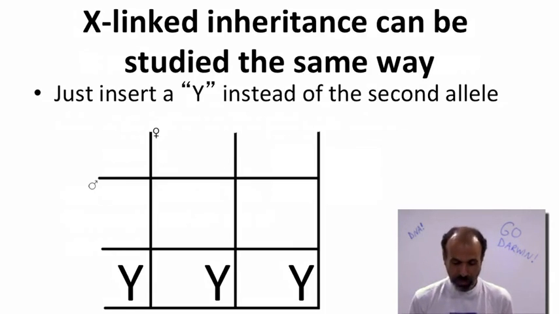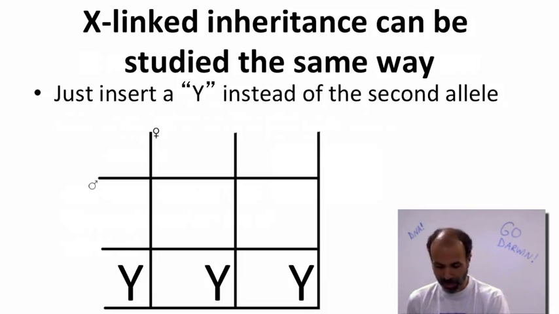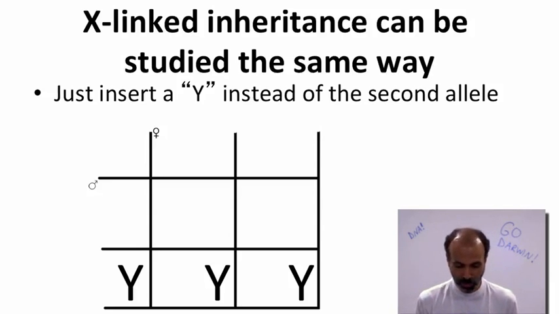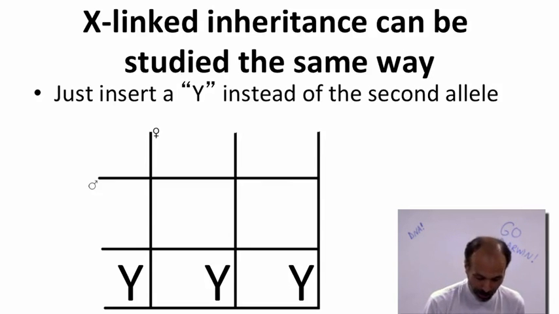Now, inheritance of genes on the X chromosome can be studied very similar to what we described, and again, using the Punnett square, just like what we did before. And what happens in this case is you just insert a Y instead of the second allele that would go into males. So let's try this now. Let's imagine that you're studying red-green colorblindness, something that I just mentioned is something that's inherited on the X chromosome. Now let's say, hypothetically, that you have a male, which is red-green colorblind.